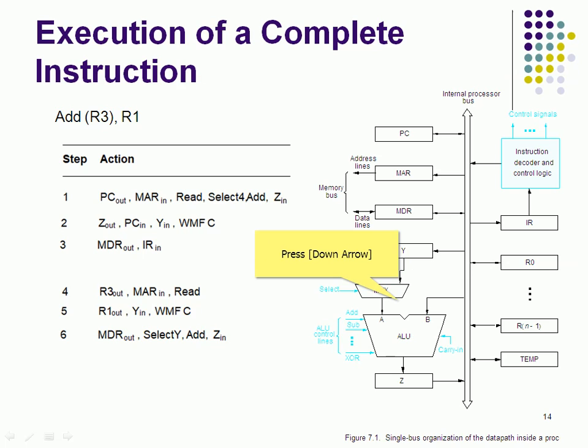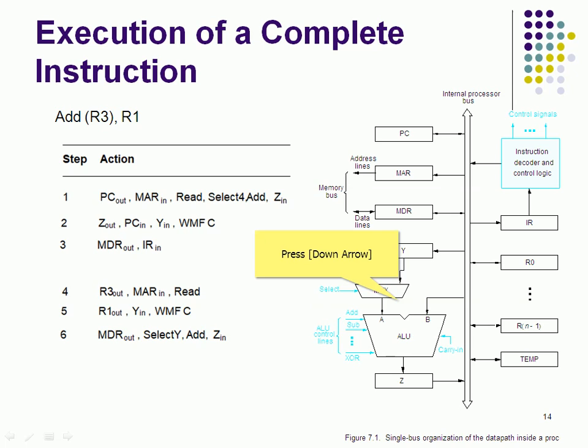B will get MDR out, no? MDR out, what is that? Contents of R3, right? So that will be rushed into the ALU. What is Y? Y is R1. Both have arrived at the ALU, and as per the arithmetic instruction, the add operation will happen.